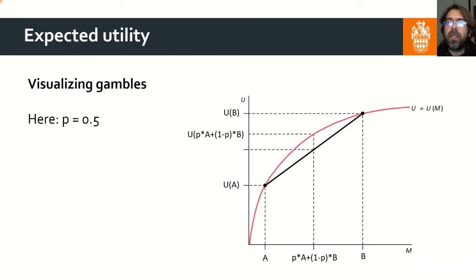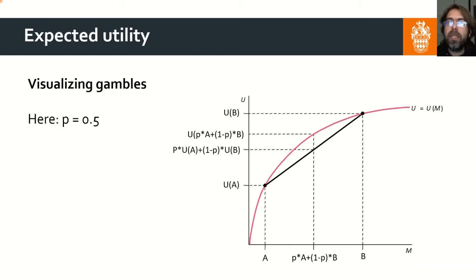So here, as we can see, the utility of the lottery that gives you A with probability P and B with probability 1 minus P lies below the utility of getting the combination of A and B directly. So in our example, this means that the utility of 5 lies above the utility of a gamble that gives you 1 with probability 50% and 9 with probability 50%. And since this is a concave function, and for a concave function the line between 2 points always lies below the function, this is true for every possible lottery we can create using 2 options.